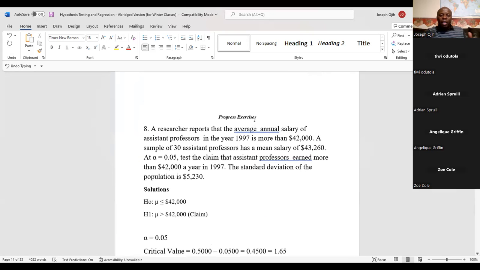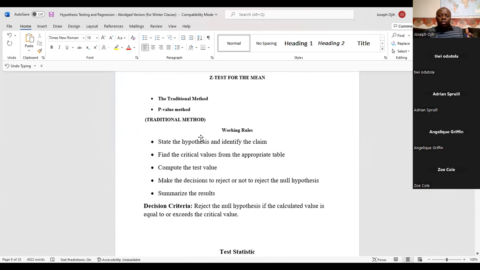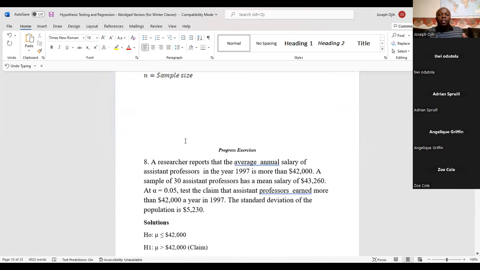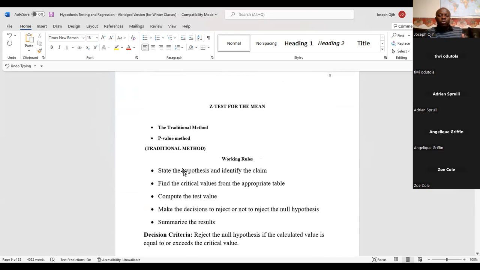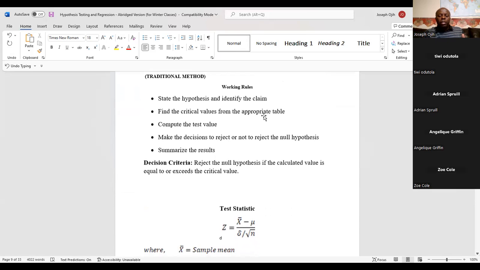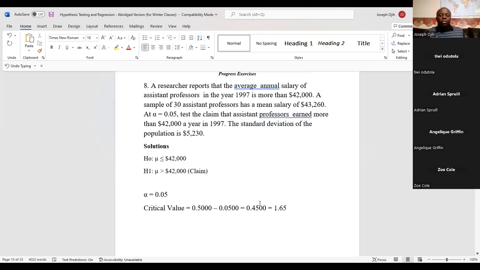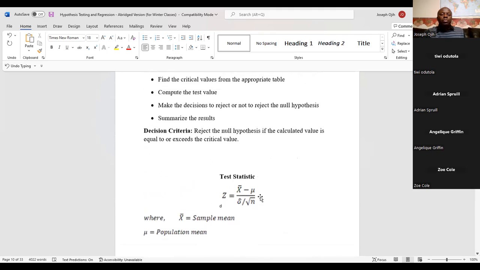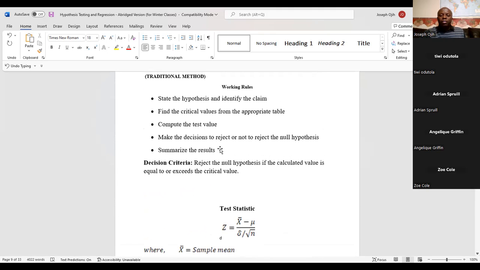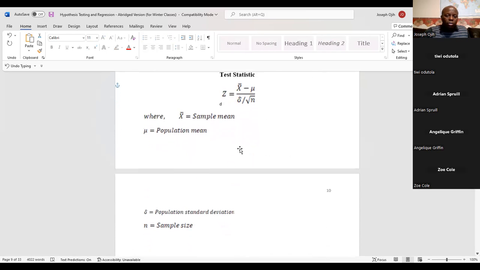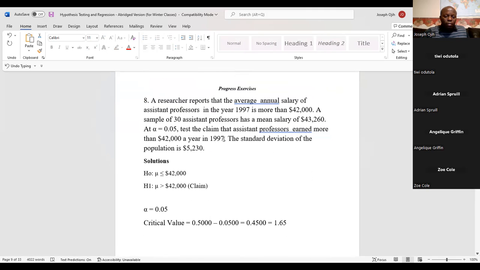So when you're testing a hypothesis, remember, you state your hypothesis and identify the claim. We did that right here. Next is to find a critical value from the appropriate table. We just did that now. This is the critical value right here. So next is to run the test using this formula here. And so let us run the test.